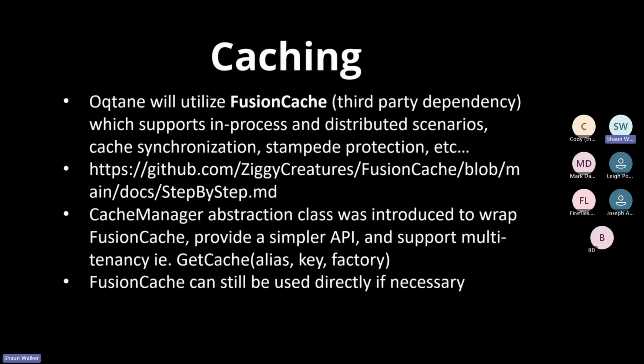Fusion Cache has a huge number of APIs so that you can use it in many, many different ways. And so if you have the need to use API methods that are outside the small list that the cache manager provides, you can still take a direct dependency on Fusion Cache in your modules, and then you have access to use any of the Fusion Cache methods that are available.